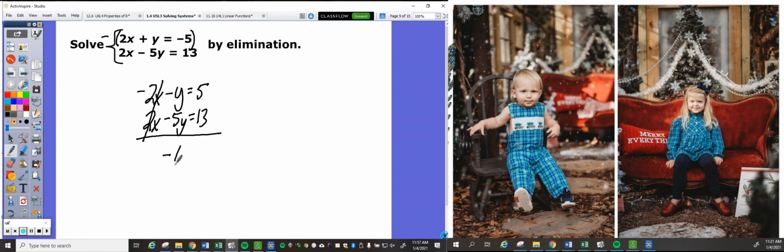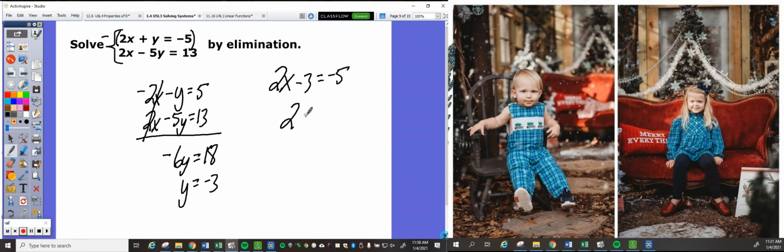I have negative 6y equals 18, and so y equals negative 3. Now this is where it becomes important when we talk about the original equations, because this right here is not an original equation. I modified this beginning equation. So I take this and plug it back into one of the originals, and we have 2x, and instead of the y here, I'll plug in negative 3. And so we have 2x equals negative 2, and x equals negative 1. So my solution is negative 1, negative 3. Good? Okay.